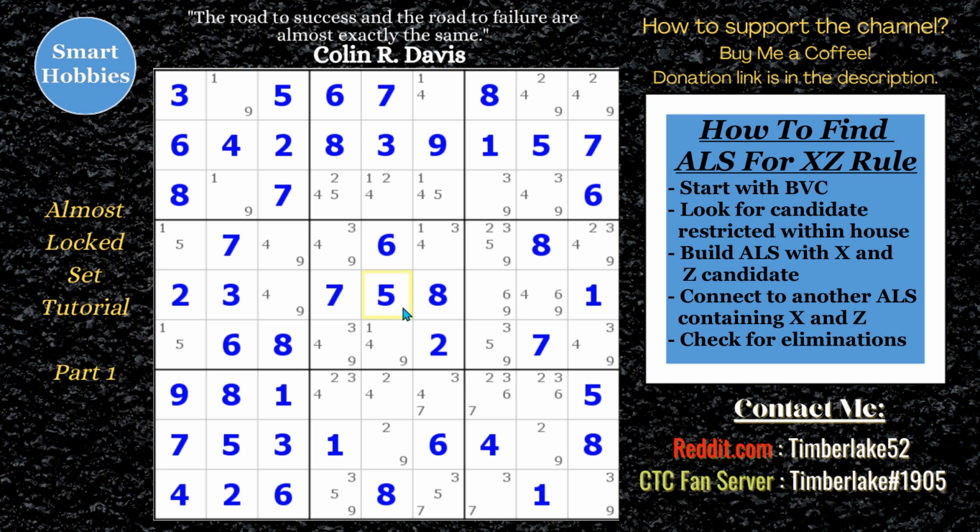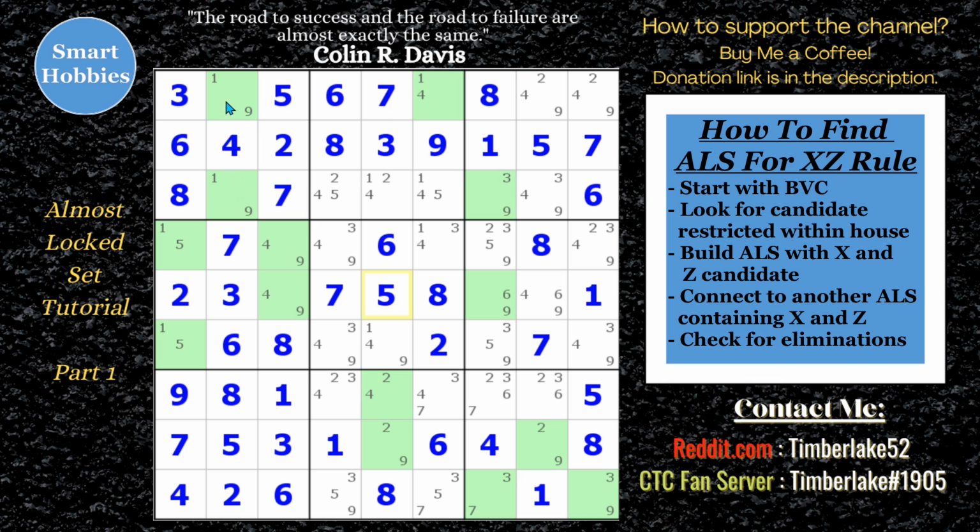It is hard to find almost locked sets. I can tell you the one that's here that you'll find, there's actually two. They are WXYZ-Wings. So what would I do to kind of work my way around and try to start finding these things? Well, the best thing to do is look for bivalue cells and see if there's something you can do with the bivalue cells.